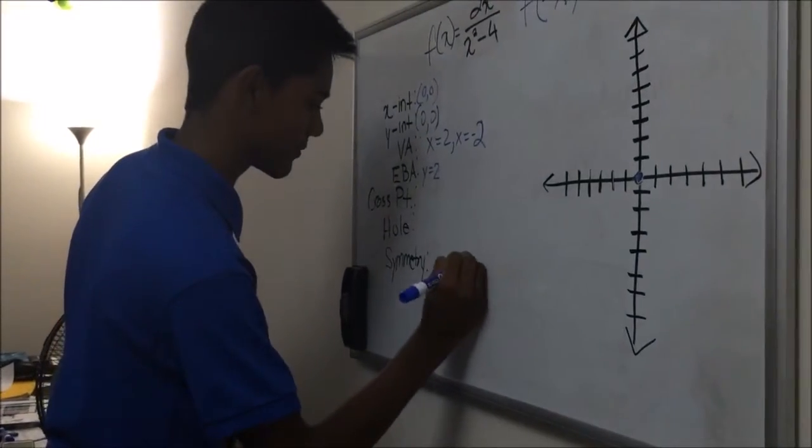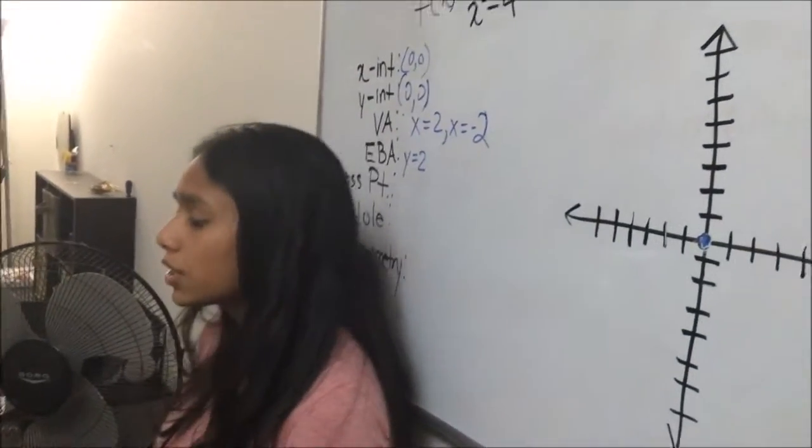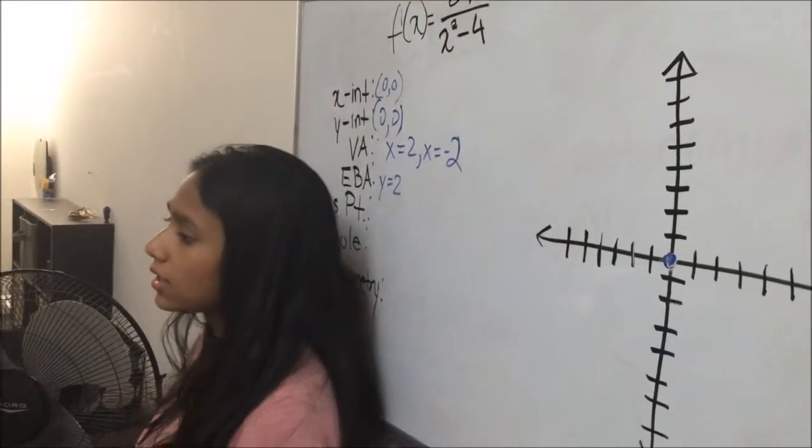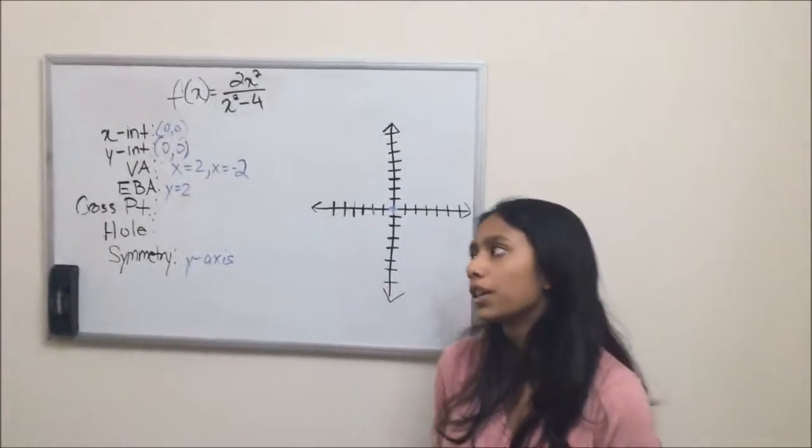y-axis. Wait, why isn't there x-axis symmetry? Because if there were x-axis symmetry, then the equation wouldn't be a function because it wouldn't pass the vertical line test. Now we start to graph the equation.